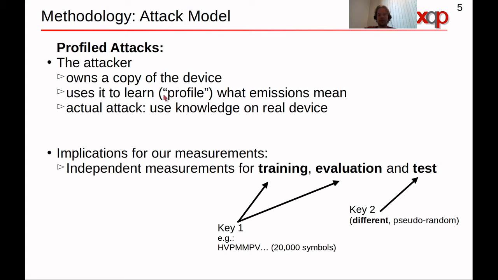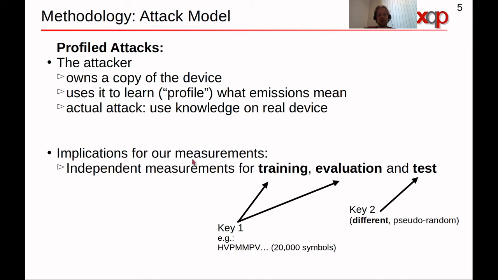In the profiling phase, the attacker can control what the secret on the device is and can measure the same secret multiple times. In the actual attack, the attacker has one chance to recover the secret from a single trace measurement of the emissions from the real device.